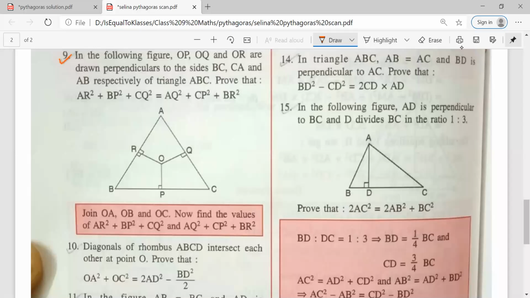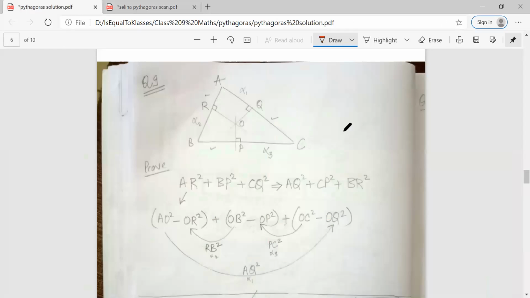Okay, in the next question, Mr. Rudra, in the following figure, OP, OQ and OR are drawn perpendicular to the sides BC, CA, AB of triangle ABC. Now prove that AR square plus BP square plus CQ square is equal to AQ square plus CP square plus BR square. Mr. Rudra, have you understood the question? Yes, sir. Let us try to understand the solution.